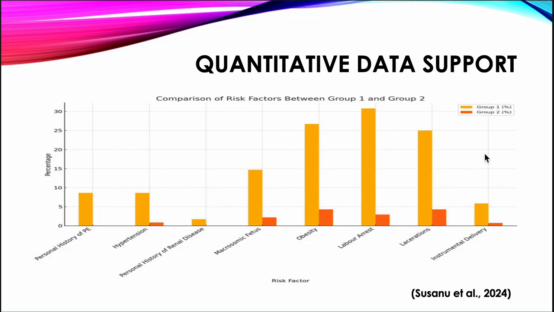Quantitative data support. So this is just a chart that I got from one of the studies that I was looking at for this project by Susano et al. 2024. So basically it just compares the data from a group that had predictive analytics applied to theirs and a group that did not. So the yellow is the group that had the risk factors that were able to use the predictive analytics versus the ones that were not.